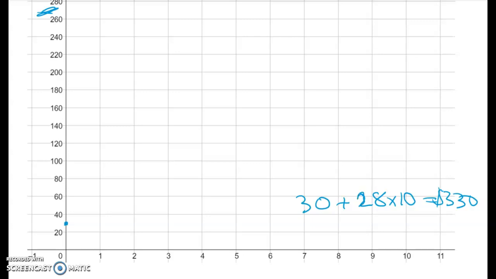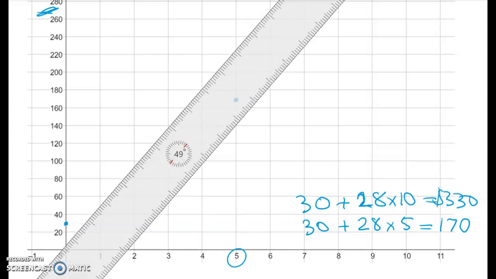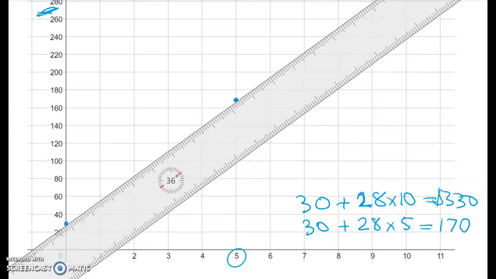Let's try a different number to give me a nice exact value. Let's do 5 hours. So 30 plus 28 times 5 will be $170. So here's 5, and we can do pretty close to exactly halfway. All right, so there are my two points there. Now we're going to take our ruler and we're going to join those up.